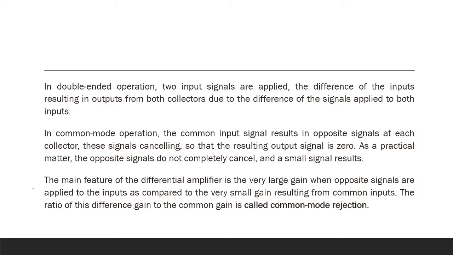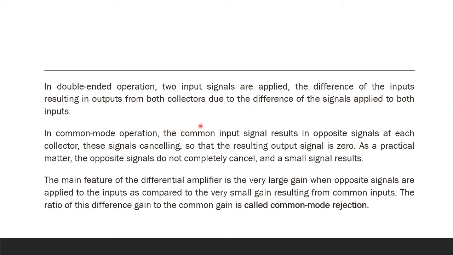In double-ended operation, two input signals are applied, and the difference of the inputs results in outputs from both collectors due to the difference of the signals applied to both inputs. So basically, sa double-ended operation, yung difference ng inputs natin, yun yung resulting output natin. So ang makukuha mo sa collector mo ay yung difference ng dalawang signal, opposite signal na ipapasok natin.